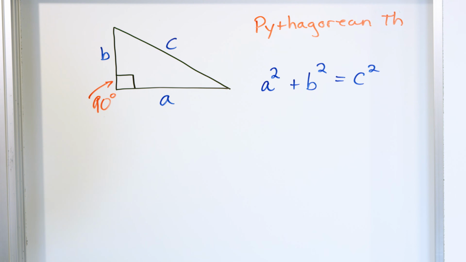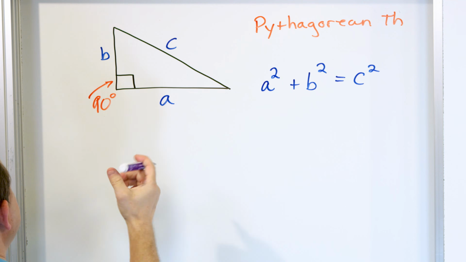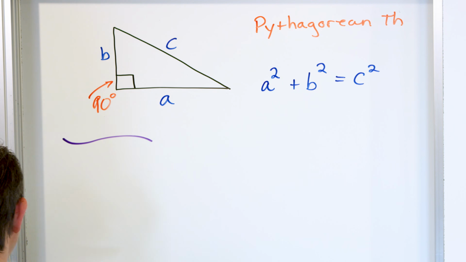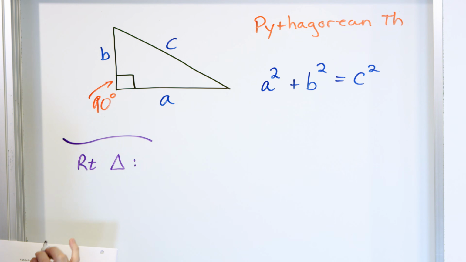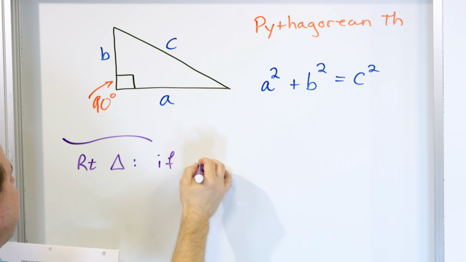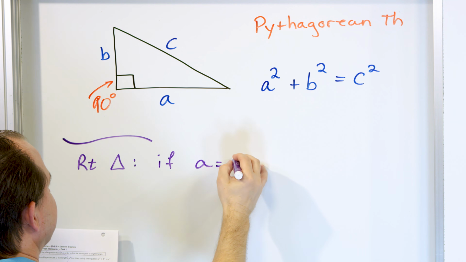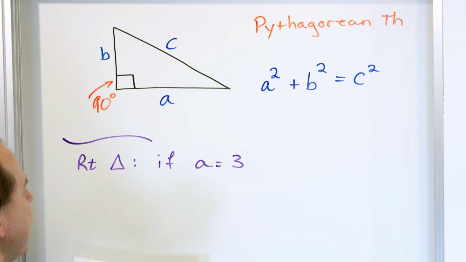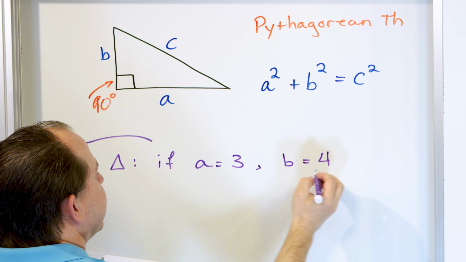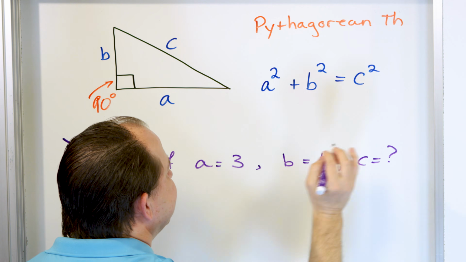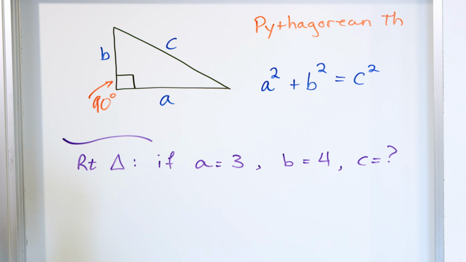So what we're going to do for our first problem is I'm going to give you a right triangle. So I'm going to say we have a right triangle, and I'm going to tell you if A, the distance A is equal to 3, like 3 centimeters or something, and B is equal to 4 centimeters, then what will the hypotenuse C equal. Remember, the hypotenuse C is always the longest side.